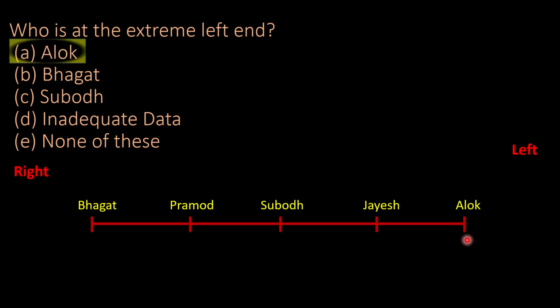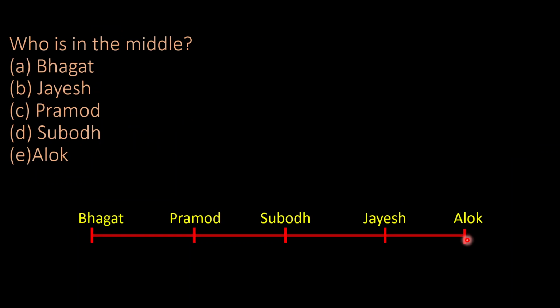Now let's move on to the next question. Who is in the middle? So there are 5 friends. Okay, so the third person will always be in the middle when 5 people are standing. So the third person is Subodh. Either you count from the left side or from the right side, the third person is Subodh. See, to the left of Subodh, there are 2 people, and to the right of Subodh, there are 2 people. As you can see here.